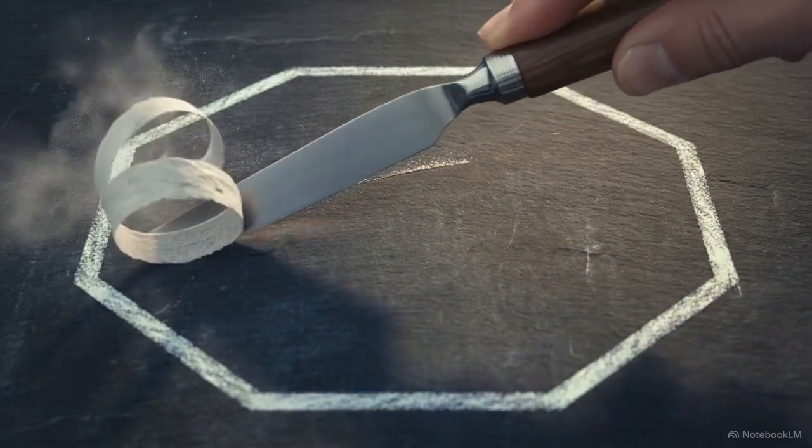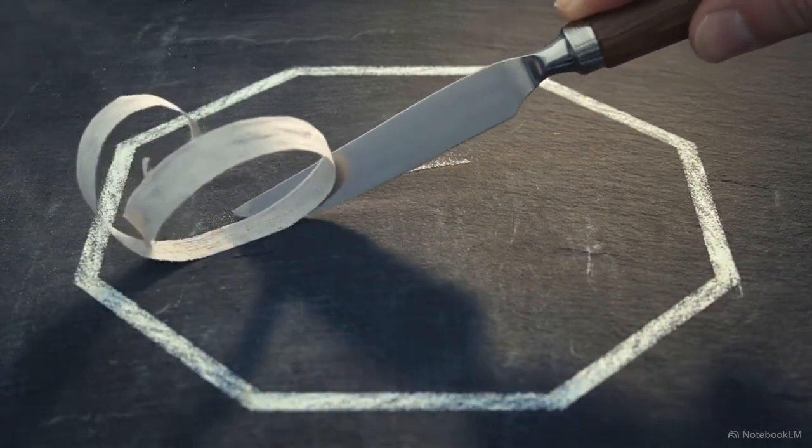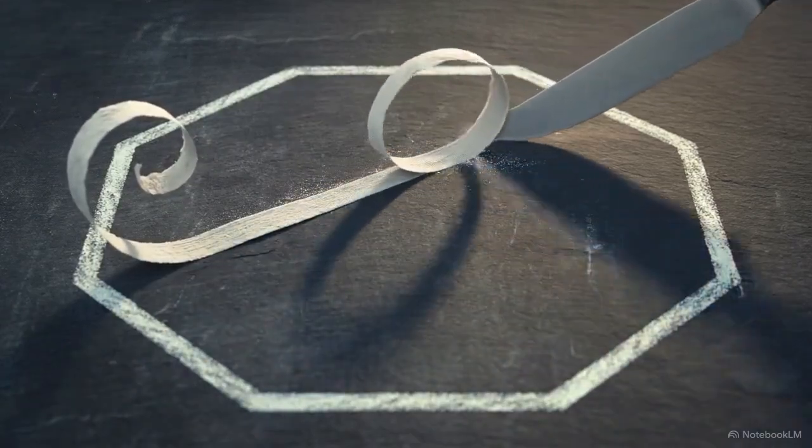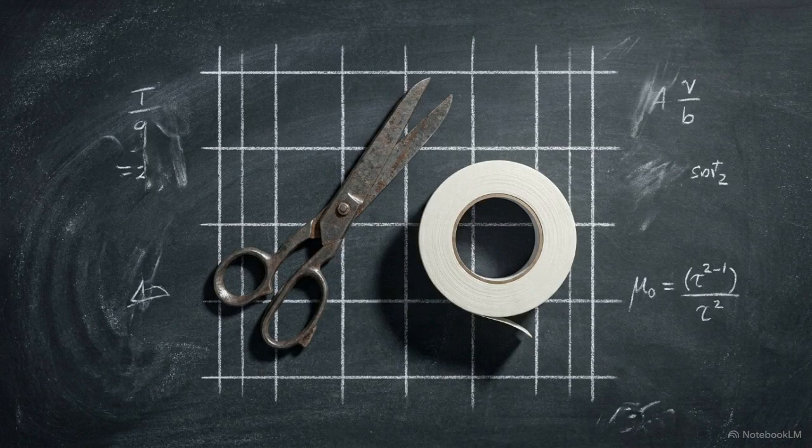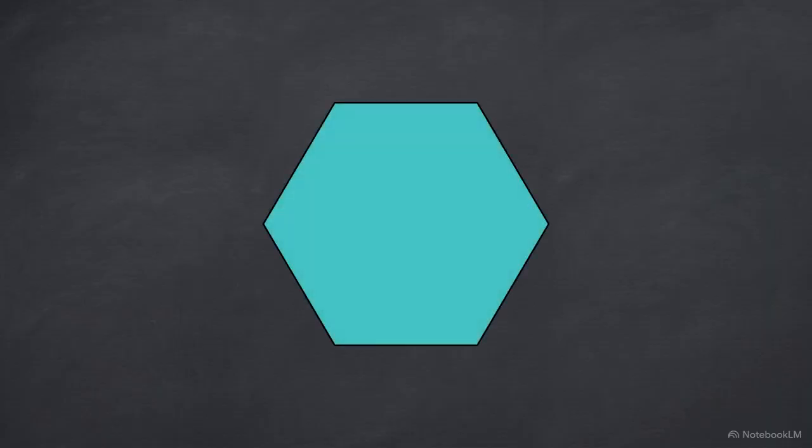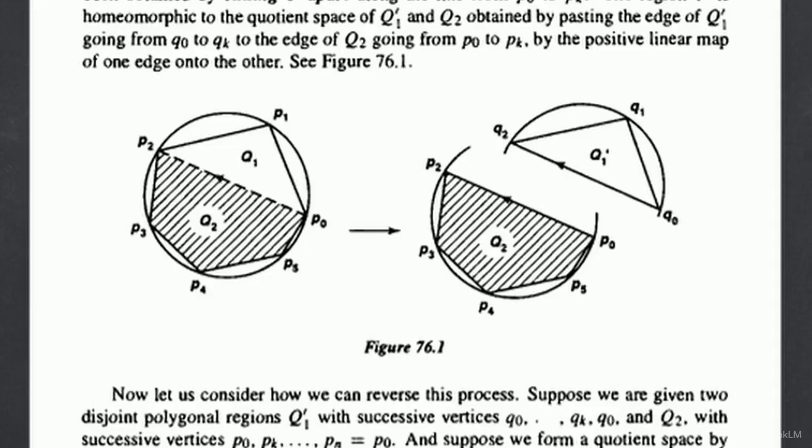Now we need a geometric scalpel to physically manipulate and standardize the shapes we measure. Moving from our measurement tools, we introduce the physical manipulation toolkit, cutting and pasting. We begin with the physical operation of cutting apart a polygonal region, denoted as P. Figure 76.1 illustrates this visually. Slicing the region along a line from vertex P0 to PK splits the original polygon into two disjoint regions, Q1 and Q2. Note the new internal edges created. To maintain topological rules, they are assigned opposite orientations.